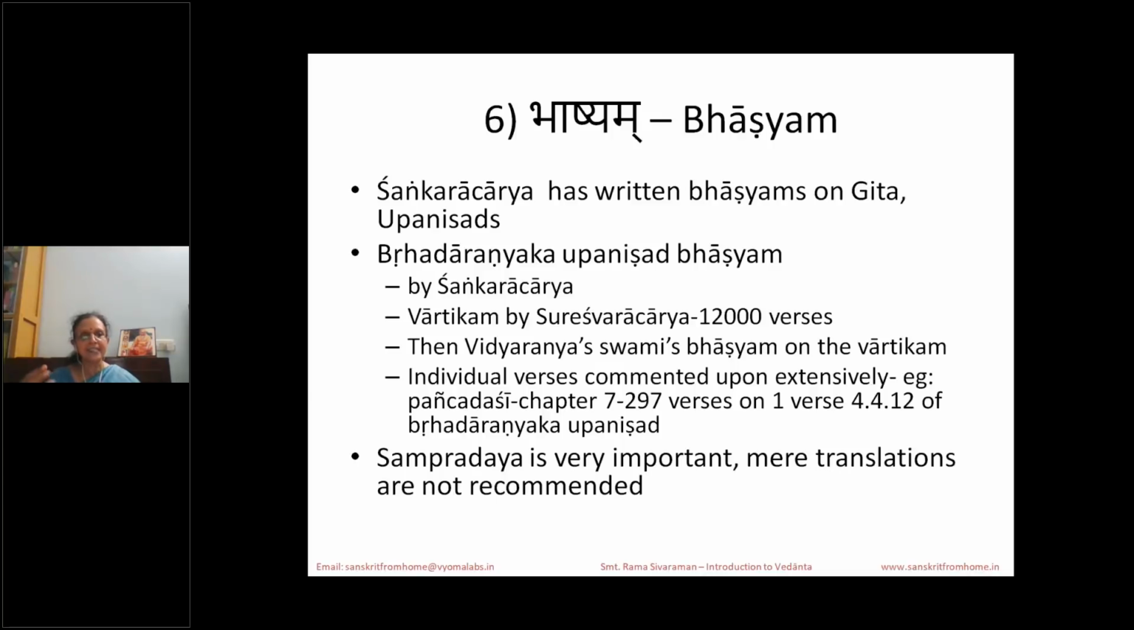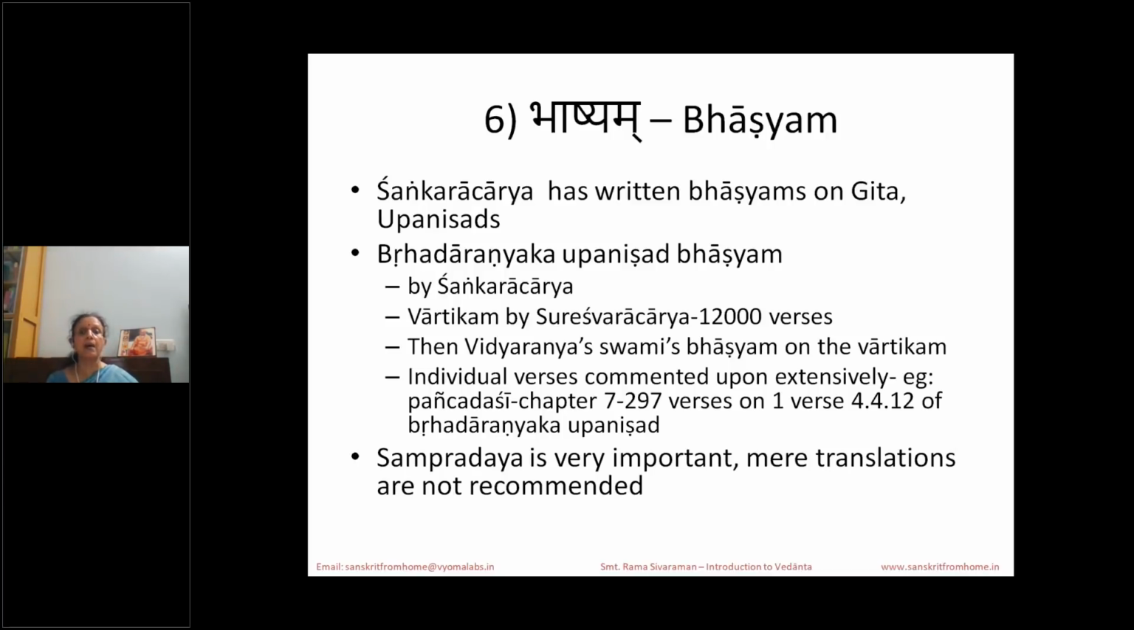And an example is, because Swamiji is actually teaching Panchadashi now, one verse of Brihadaranyaka Upanishad 4.4.12 has been expanded to 297 verses in Panchadashi. So this entire Guru Parampara and the way they have expanded and explained what is there in the Upanishads, because Upanishads are really, really cryptic in several areas. So the Acharyas have done a great job of expanding and expounding on them.